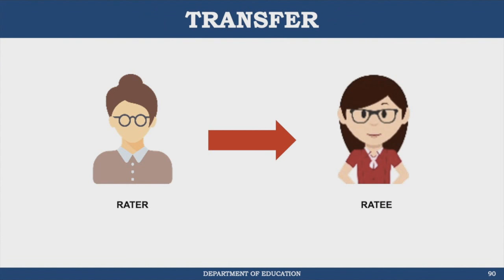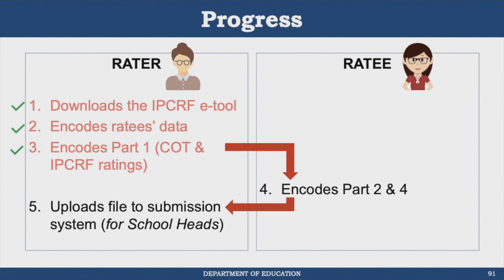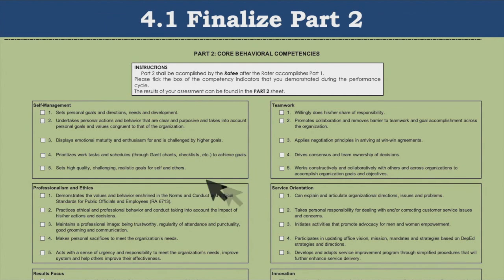At this point, the rater transfers the file to the Ratee. So, we've completed steps 1, 2, and 3, and now let's discuss the last one, encoding of parts 2 and 4 by the Ratee. Okay, here are the steps involved. Let's begin with finalizing Part 2.